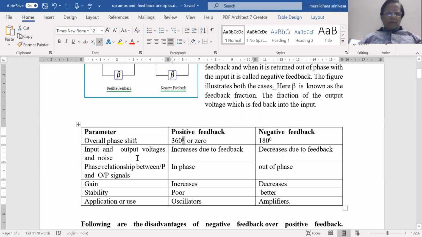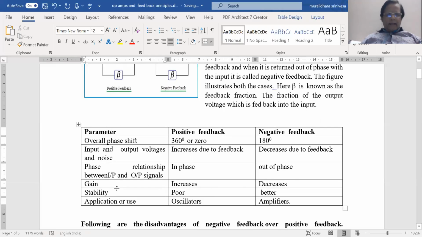As far as input and output voltages and noise are concerned, you find that noise increases in positive feedback. It starts oscillating, in fact. Noise decreases due to negative feedback. The phase relationship between the input and output terminals is, in the case of positive feedback, in phase. In the case of negative feedback, it is out of phase.